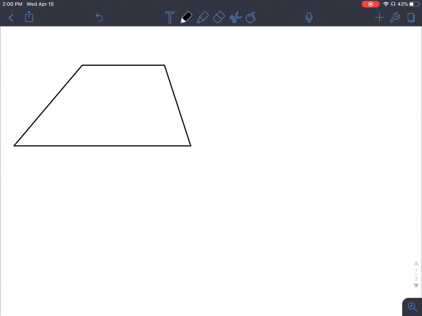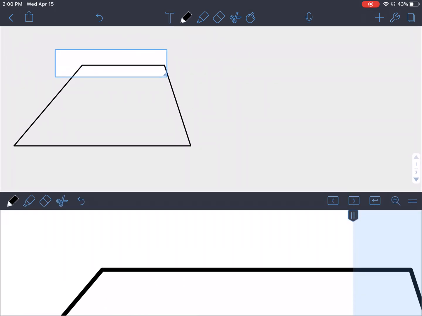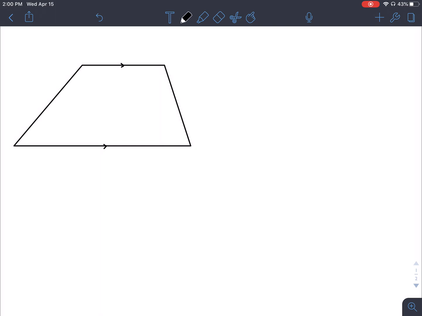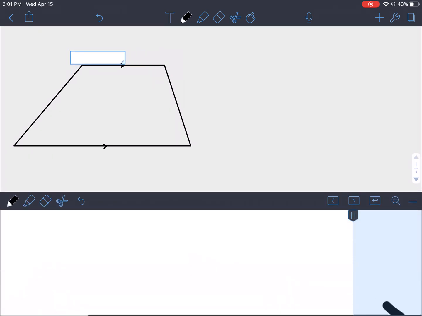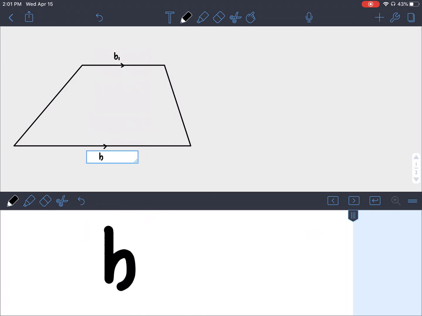All right. So I am going to prove to you that the median is the same as the average of both of the bases in a trapezoid. So in a trapezoid, we know that the two bases do have to be parallel. So I'm going to mark that. And then I'm going to mark that top one as base 1. And it doesn't really matter because we're just using variables here as long as we don't name them the same thing. And then base 2.